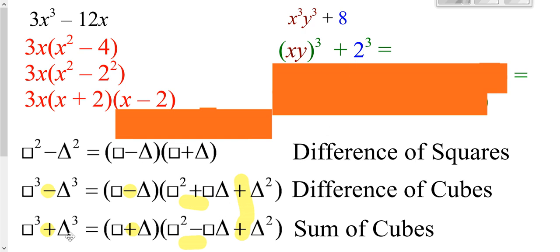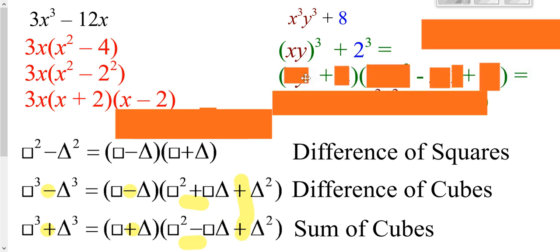My triangle down here is what's being cubed at the end. Well, here at the end, I have a blue 2 that's being cubed. So each one of these triangles here gets replaced with a 2. So if I do that, I end up replacing all my boxes with an xy. I get this. Replacing all my triangles in my formula with that 2, I would get this.